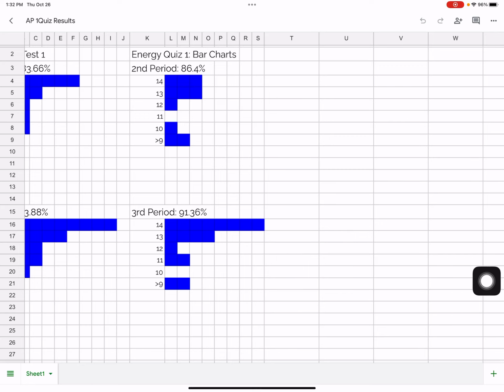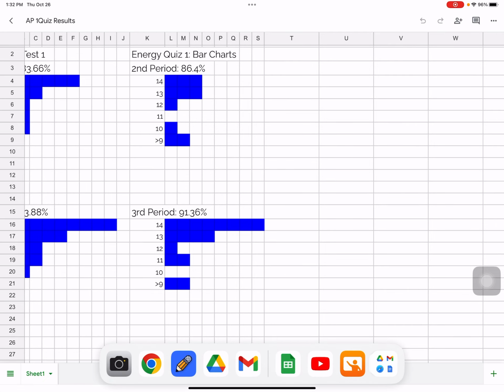So generally, most of you have a really good idea what you're doing with bar charts. If you are someone who did not do so well, you need to come and see me or ask questions about it, because bar charts are really important to understand.